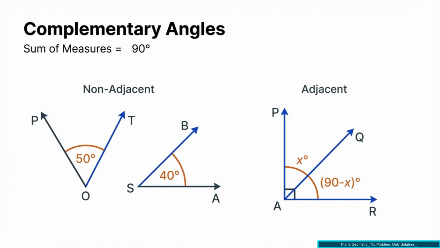Complementary angles are two angles whose measures sum to 90 degrees. They can be non-adjacent, or they can be adjacent, forming a right angle.